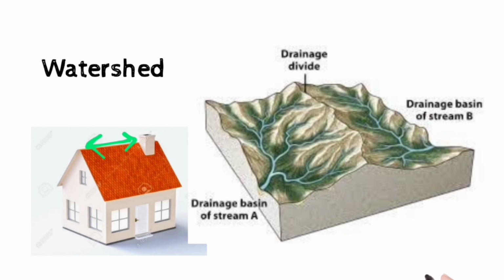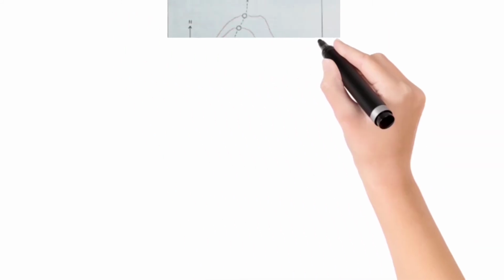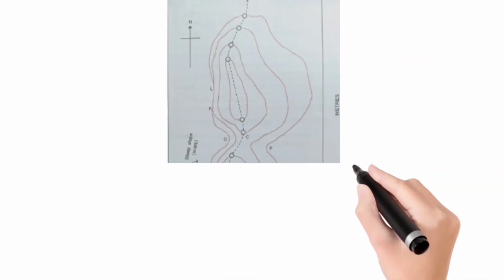Imagine a sloping roof of a house where the rainwater drains on either side. So the ridge of the roof would be the water divide or watershed. And on the map it is indicated by a dotted line joining the highest points on the ridge or crest.